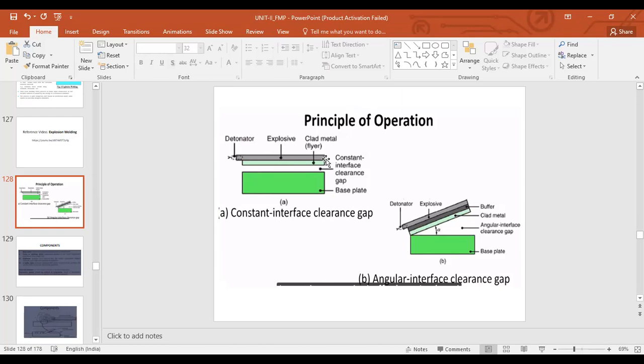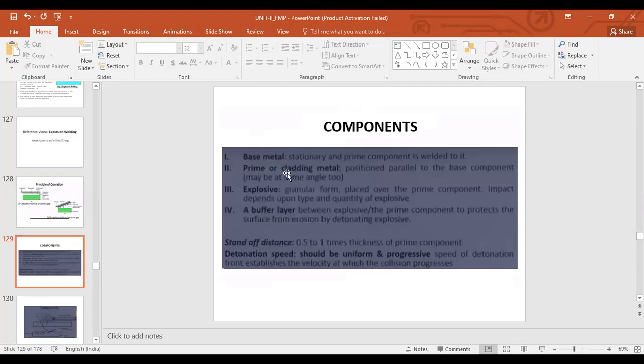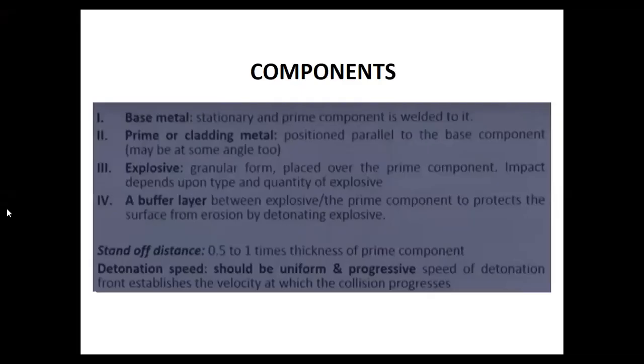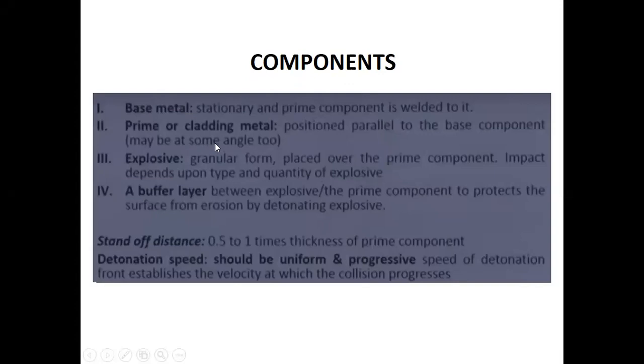That is your detonator, your flyer metal, right? What we have seen, that is having a lower strength as compared to your base metal, right? And so as for base metal, stationary and prime component is welded to it, right? Prime or cladding metal, as we have seen, position parallel to the base component, maybe at some angle also, right? Depends, parallel or at an angle. The cladding metal, as we have seen. Explosive, it is either in granular form and it's placed over the prime component, as we have seen. This prime component, the cladding component.